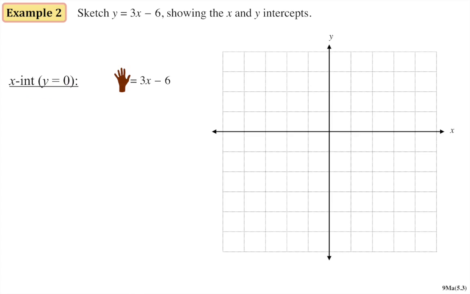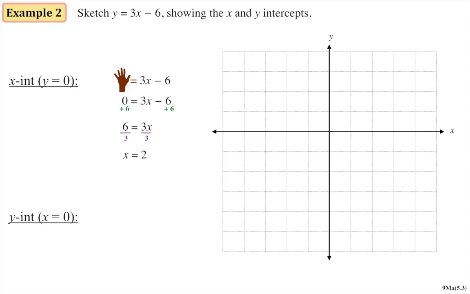Oh, hang on a sec. If you put your hand over, what have you got over here? Well, if your hand is there, there's nothing there. We think of it as a 0 because there's nothing on this side anymore. So we've got 0 equals 3x take 6. Now let's plus 6 to both sides. Now let's divide both sides by 3. And we get x equals 2.